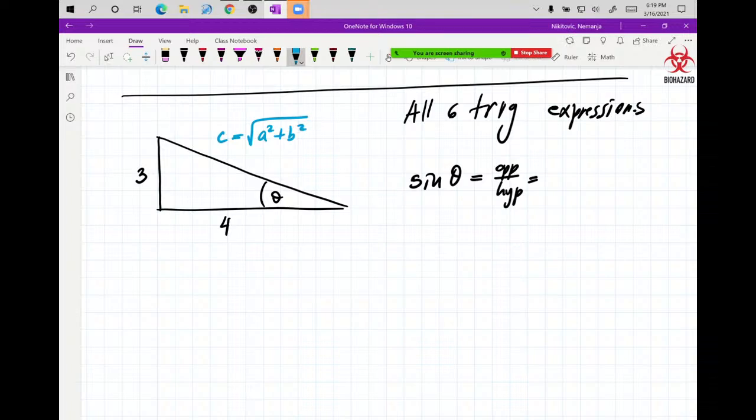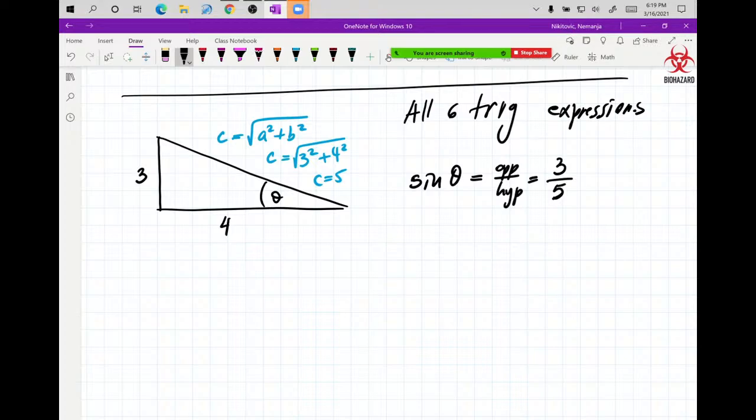So in our case, that's going to be the square root of 3 squared plus 4 squared, and it works out to be 5, right? 3 squared is 9 plus 16. 9 plus 16 is 25. Square root of 25 is 5. So I can write my sine theta as the opposite, which is 3, divided by the hypotenuse, which is 5. So sine theta for this triangle is 3/5, right?